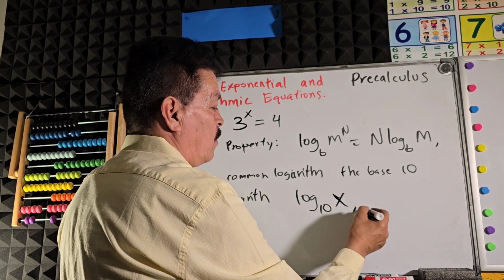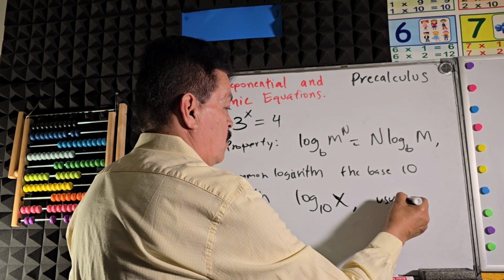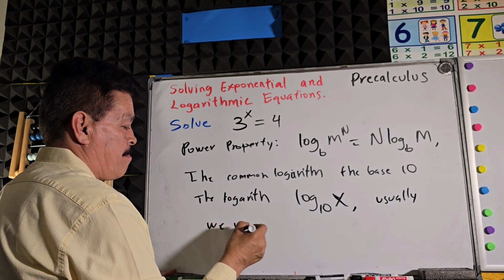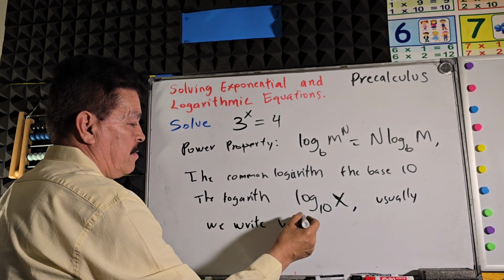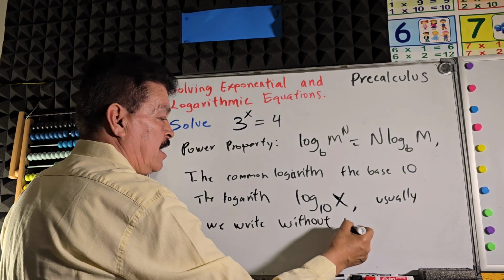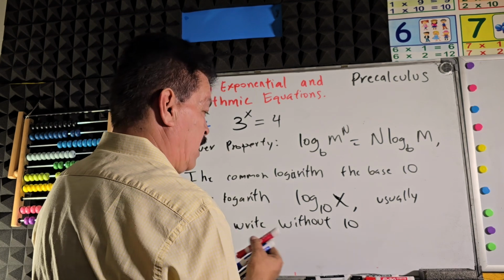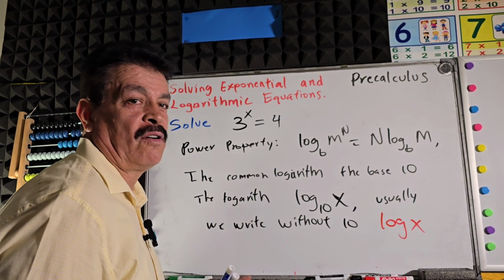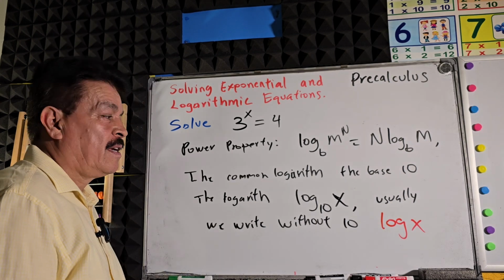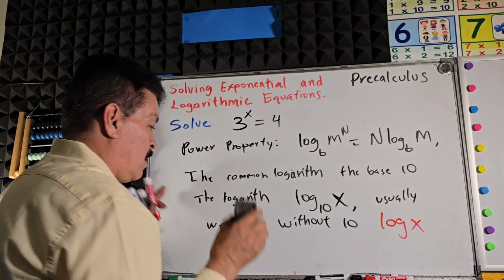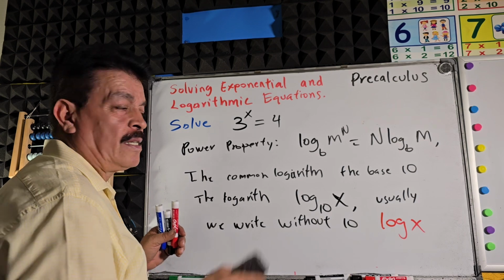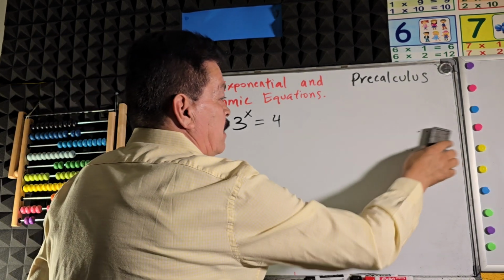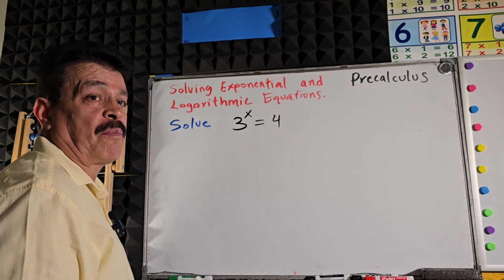So usually we write without the base 10. I mean, just write only log x. Log x. So only like that, without the base. So now, keeping in mind this couple of properties, let's solve our problem.